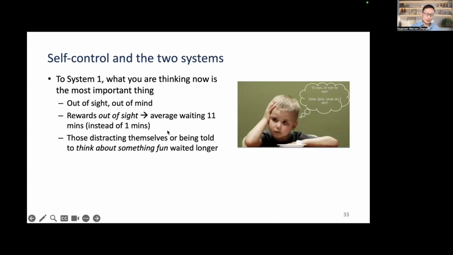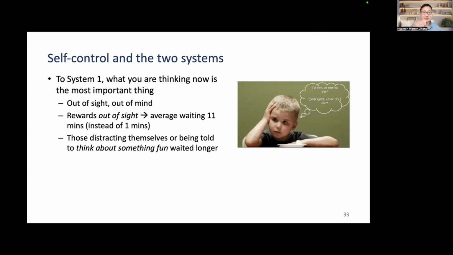So this planner-doer model can also be understood from these two systems of thinking. Right? To system one, what you are thinking of is the most important thing. Right? So this also implies something that can help with our self-control problem. Usually something out of sight would mean that it's also out of mind. So if the reward of the marshmallow is out of sight, then most of the kids were able to wait a much longer time. Right? So the average waiting time would be 11 minutes compared to 1 minute if they are able to see the marshmallow, because that means you would get rid of the temptation.